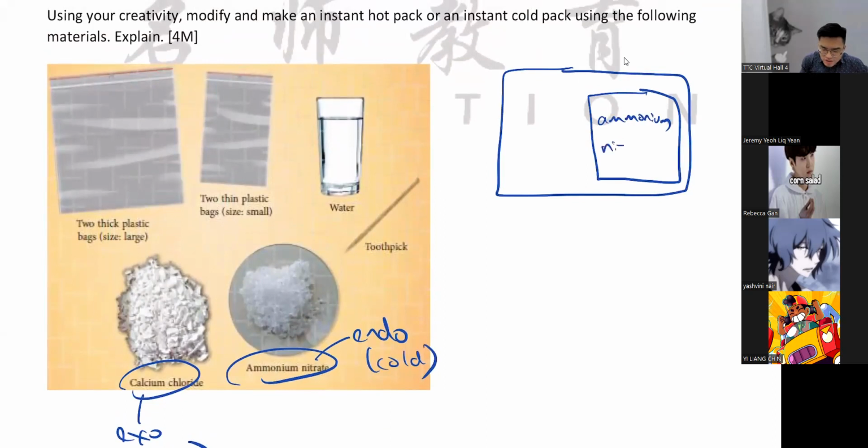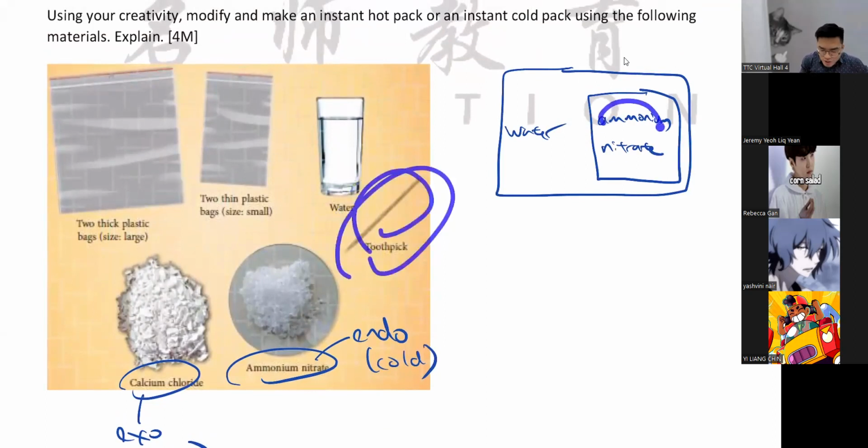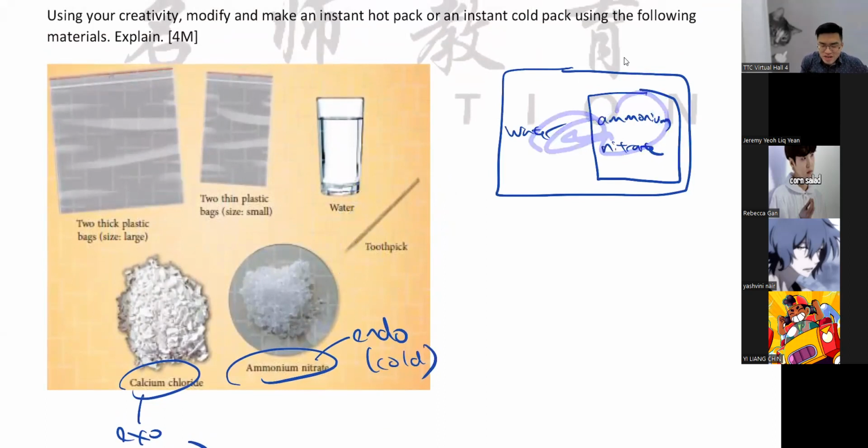Ammonium nitrate, and then on the outside, you put water. When you want to use this bag, you take the toothpick, because they give you one, and poke a hole in this bag. The ammonium nitrate will react with the water, and then you get a cold pack. Can you see how lame this is? So-called cold pack. I mean, what the hell?